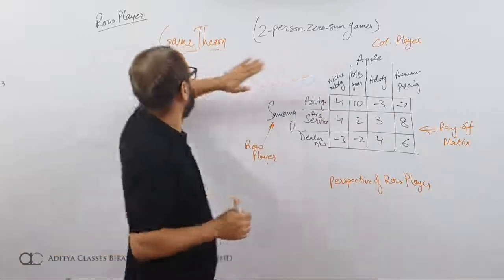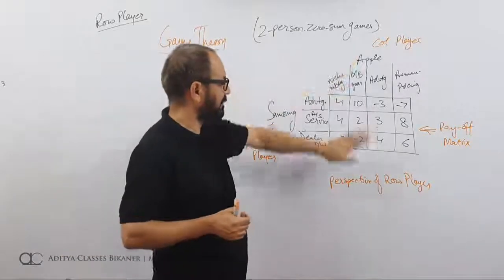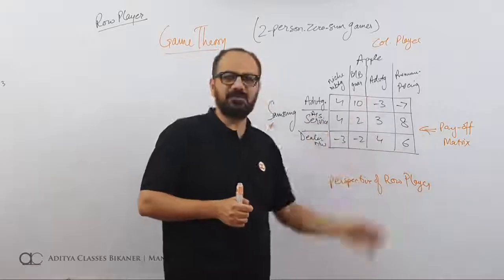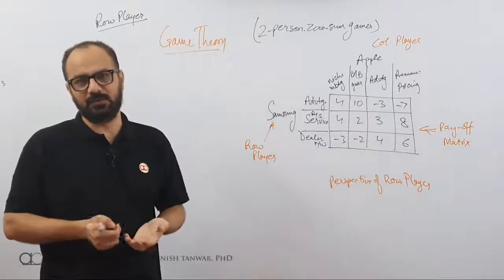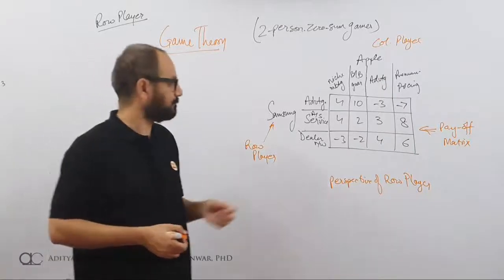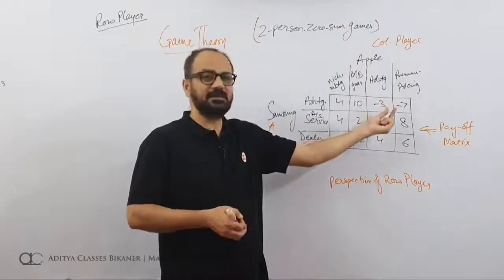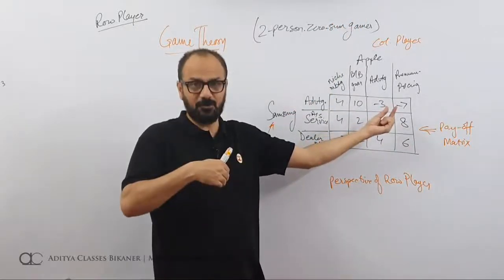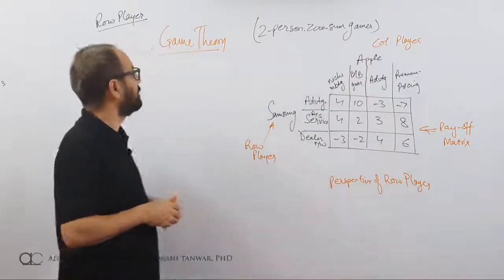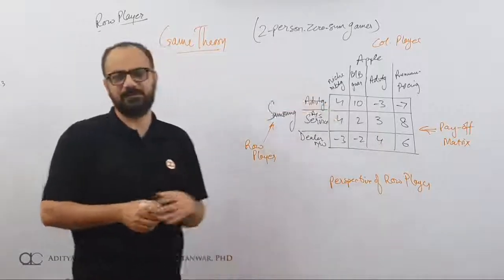So, we will be talking of two-person zero-sum games. We'll be having a row player, we'll be having a column player. The game will be written from perspective of row player. These numbers are known as payoff matrix. These are gains for row player and losses for column player. Gain of 8, loss of 8 for column player. Gain of -7, meaning a loss of 7 for row player and a gain for column player. So, this is how we read into game theory and two-person zero-sum games.